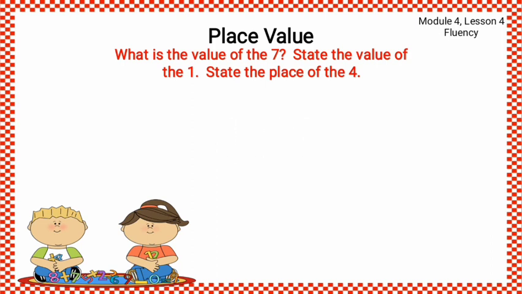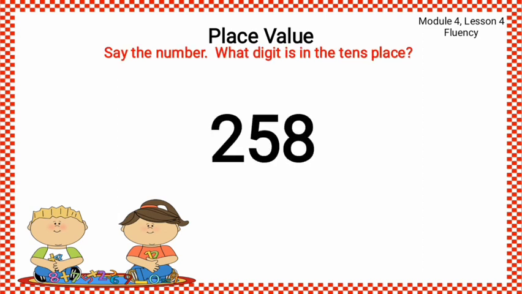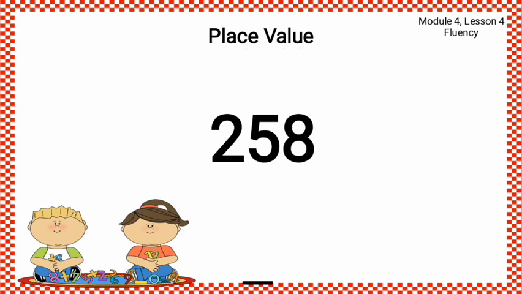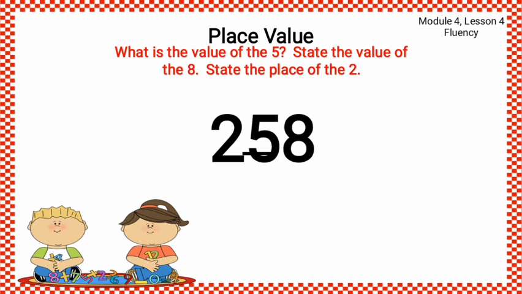Alright, now check out this. What digit is in the tens place? 258. What digit is in the tens place? Good, it's 5. But what is the value of 8? It's 8 ones. And the place of 2 is what? Hundreds. Okay. Alright, let me check it up a little.